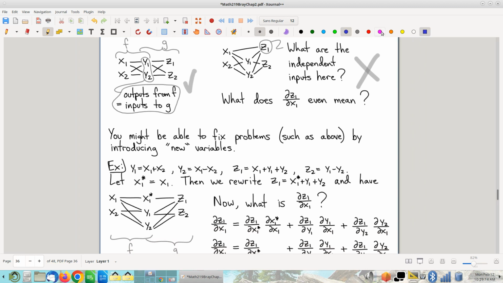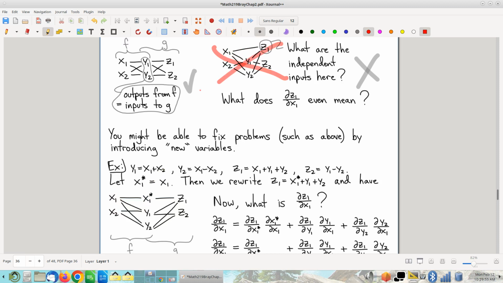You'll notice that I basically just introduced a new variable, that I'm calling x1 star, which is just x1. It's just x1. I didn't really do anything. But I can now say I'm going to think of z1 as being a function, in the sense that z1 was a function of x1, well, now I'm going to think of it as being a function of x1 star, which is x1, so I didn't do anything. Perfectly fine. But it allows me then to change what my diagram looks like.